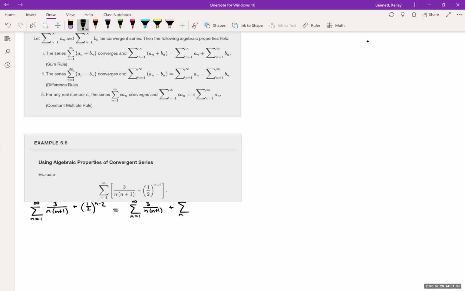So here we just use the first property. And then I'm going to go ahead and pull out this 3 as well. The reason I'm doing that is because this looks really similar to the first example that we did. And if I pull out the 3, then it's identical. So 1 over n times n plus 1. And then I'm going to do something sneaky over here. So notice that it's n minus 2.